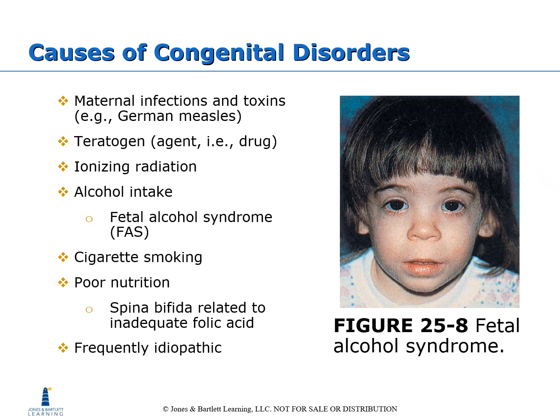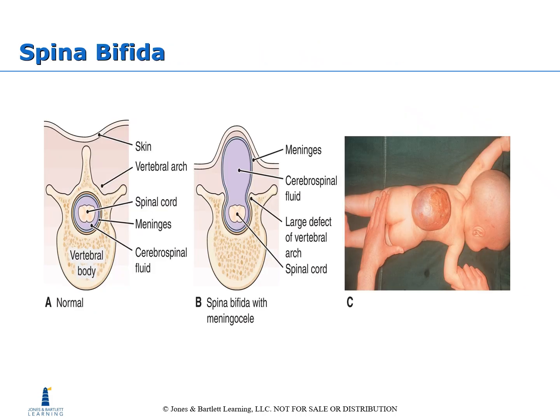This child shows the facial features of fetal alcohol syndrome: smooth philtrum, thin upper lip, small eye openings, and intellectual disability. Alcohol is a potent teratogen. There is no safe amount during pregnancy. Spina bifida is a neural tube defect where the spine doesn't close properly. It can be prevented with adequate folic acid before conception and during early pregnancy. This image shows the spinal cord exposed.